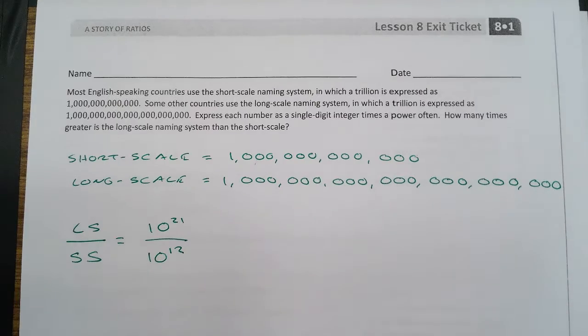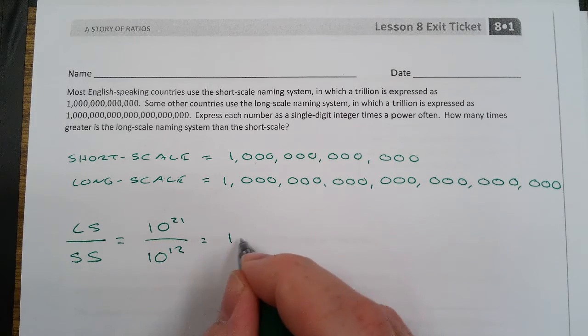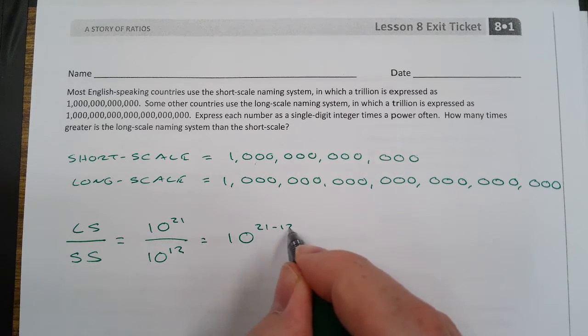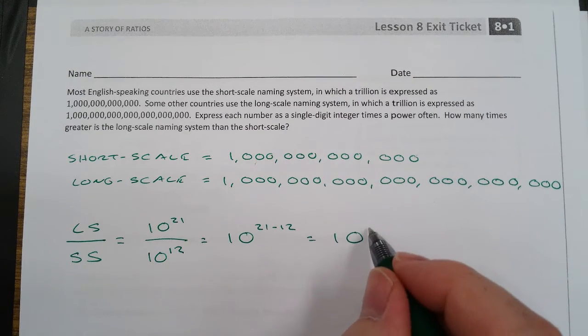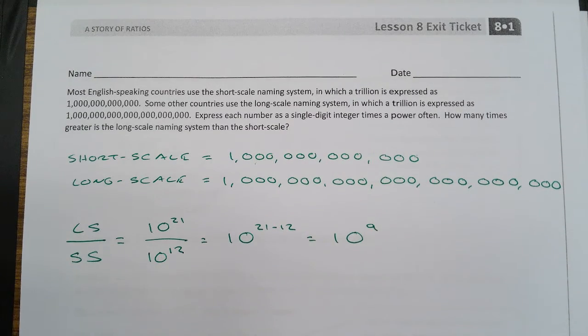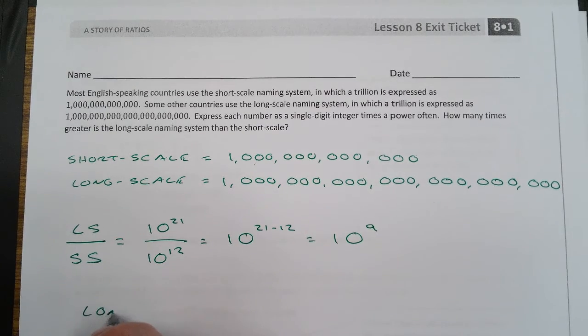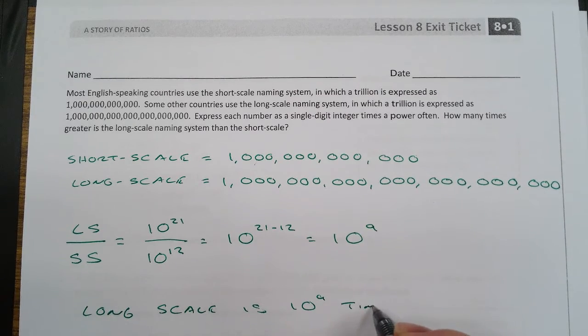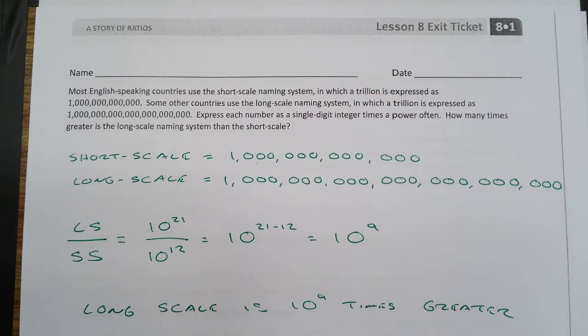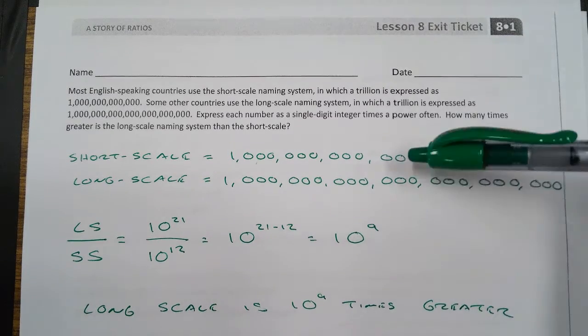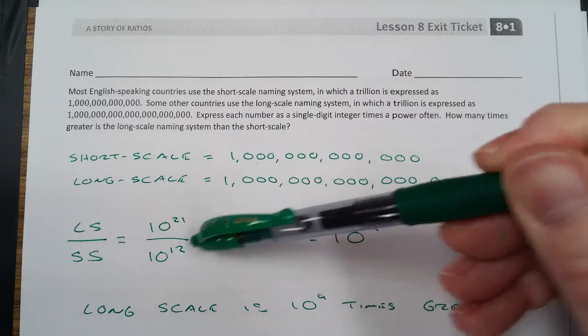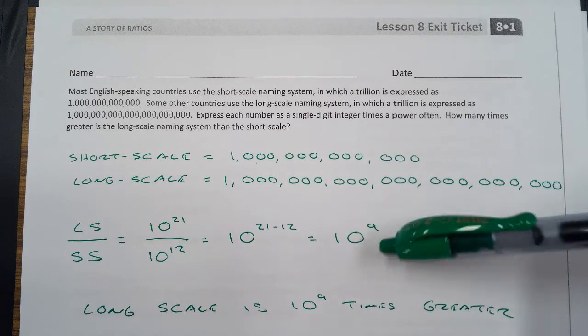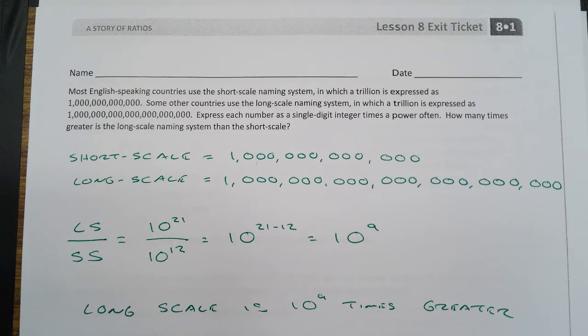And now I don't have to type all this into a calculator. Now I just use an exponent rule. 21 minus 12, and I figure out that long scale is 10 to the 9th times greater. That's much, much greater, and this could have taken us a super long time, except that we know how to change these into exponents, and we know how to divide with exponents. So this helps us solve problems faster.